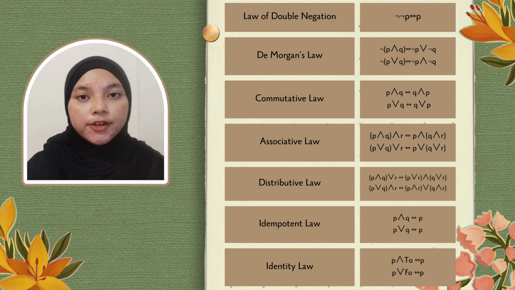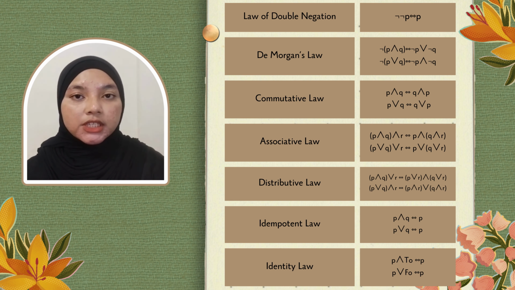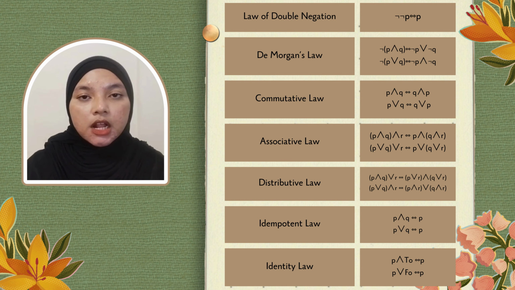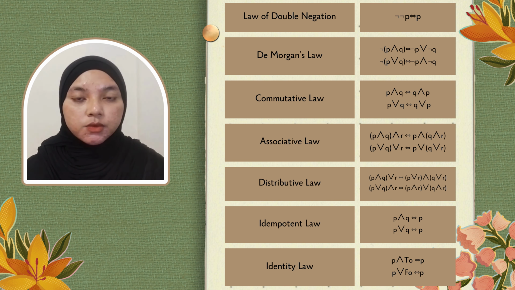Next is the laws of logic. There are 13 laws that will be used in this topic. The first law is the law of double negation. For example, if we see not not P, it will be equivalent to P. The second one is De Morgan's law. If we see not in bracket P or Q, it will be equivalent to not P and not Q. The third one is commutative law. If we see P or Q, it will be equivalent to Q or P.